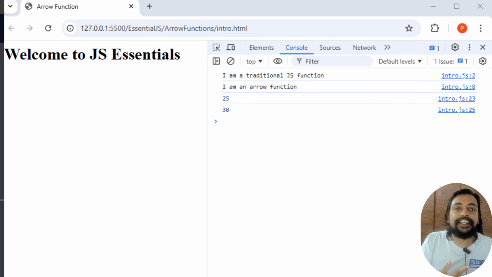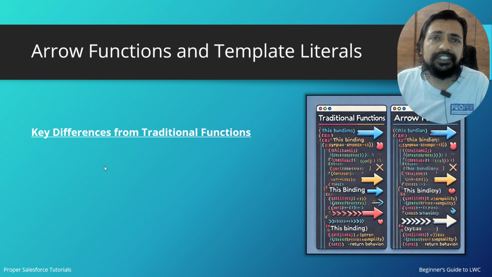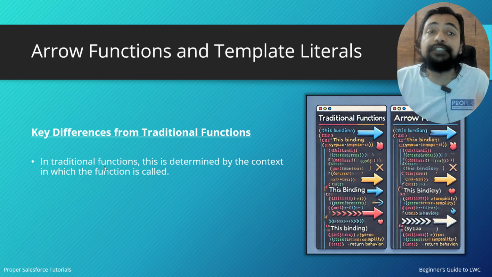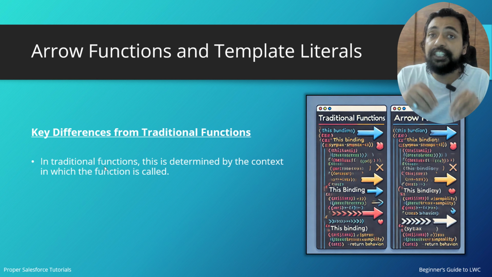Let's go back to the slide again. Now the key difference between traditional function and arrow function. There are certain differences which I showed as an advantage to you. But there is one key difference which is related to the this keyword. So in traditional functions, this is determined by the context where the function is called.